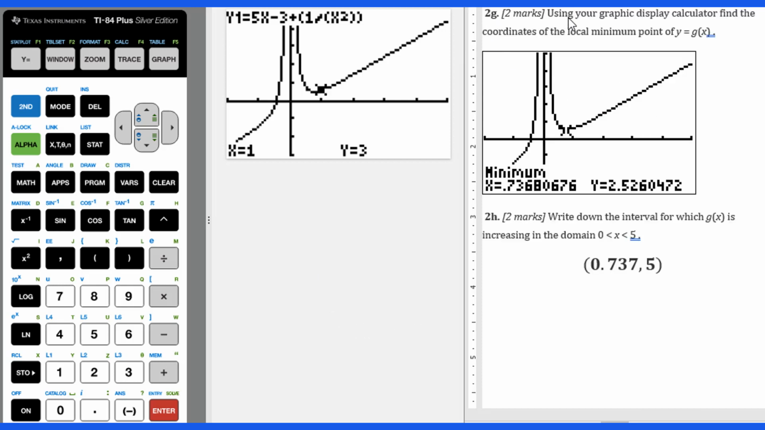For 2G, using your graphing calculator, find the coordinates of the local minimum point of y equals g of x. That is 0.737, 2.53. Remember, the answer must be 3 significant figures. For 2h, write down the interval for which g of x is increasing in the domain x between 0 to 5. You have to get the minimum value here. This is increasing. Therefore, the increasing interval will be 0.737 to 5.